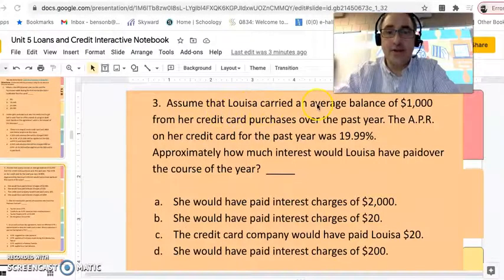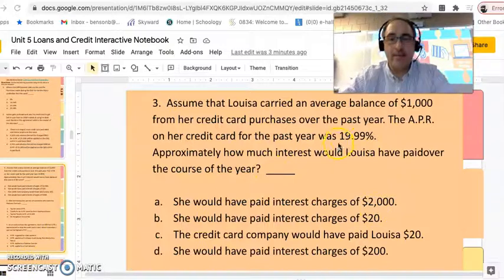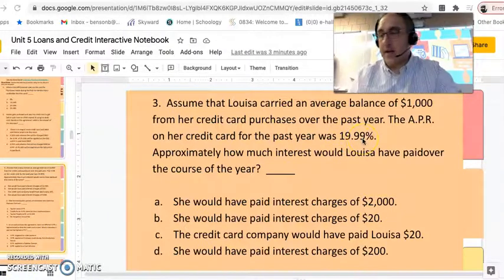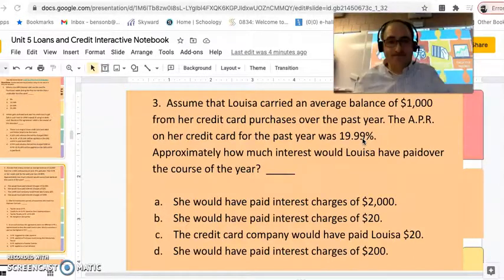Assume that Louisa carried an average of $1,000 from her credit card purchases over the past year. The annual percentage rate, APR, on her credit card for the past year was 19.99%. That looks like I'm going to have to multiply. Approximately how much interest would Louisa have paid over the course of the year? Remember, 19.99% is really 0.1999 as a decimal.